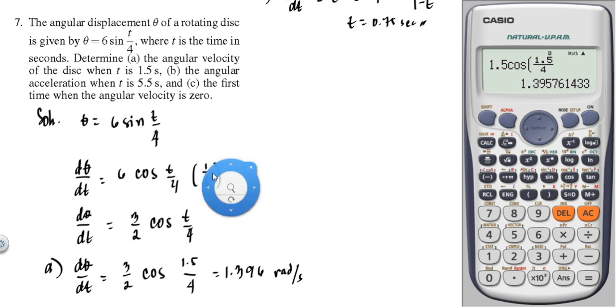How about the angular acceleration? So, it is the second derivative of theta with respect to t. I'll just do it here.